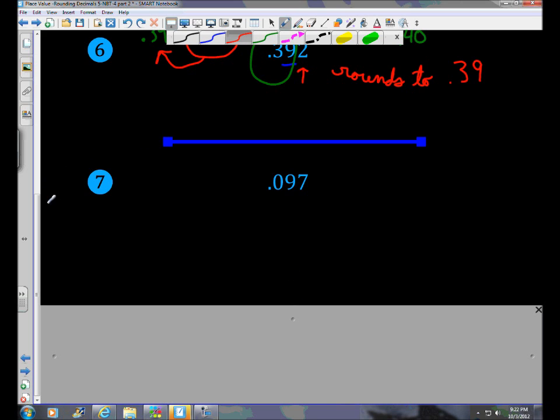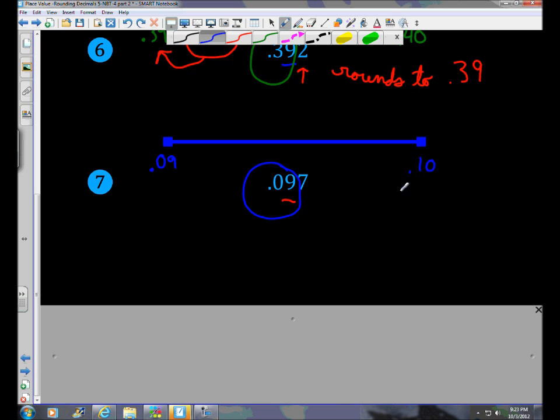All right, so now we have 97 thousandths. That's question number 7. We have to round to the nearest hundredth. So there's a 9 there. So we're really looking at 97 thousandths, which is between 9 hundredths and, well, there we go again, 10 hundredths. It would look like that.